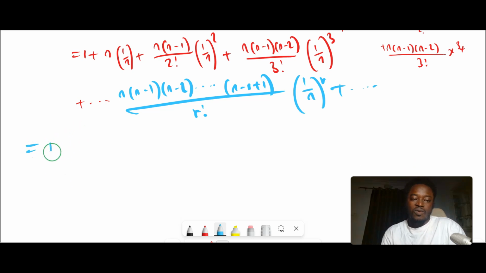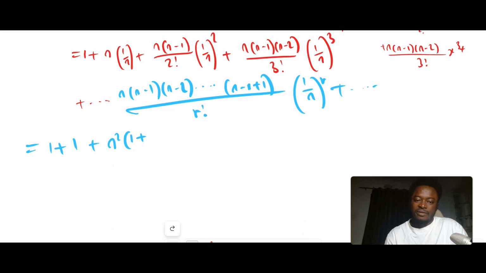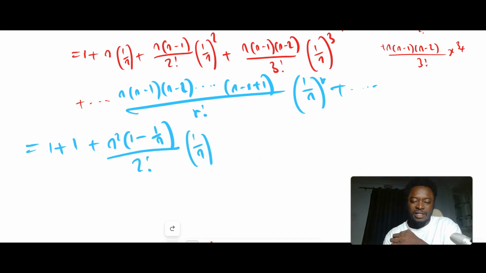Now the first expression is just 1 plus 1, so we have recovered 2 terms from that series. Now what about the third one? Notice here that at the top you can factor an n squared out. If you factor an n squared, you would have 1 minus 1 over n. Although it doesn't even matter, let's just write it as it is, because it will be n squared minus n. So at the bottom, we have a 2 factorial, then you have 1 over n squared, and we can easily cancel out.